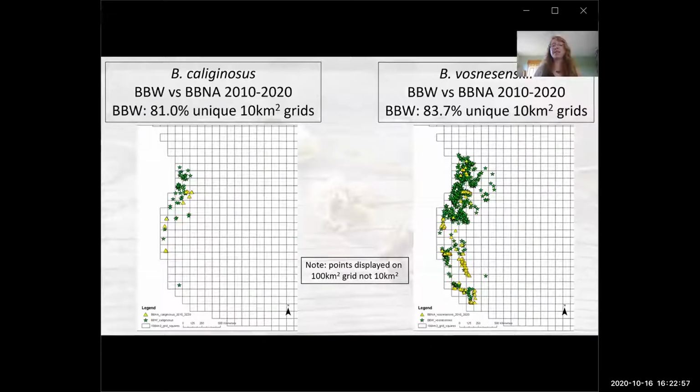Zooming in, looking at the last decade, Bumblebee Watch had about 80% plus unique grids due to citizen scientists being out there looking, as compared to the researchers, for Bombus caliginosus and Bombus fervidus. So again, there are green stars where there are no yellow triangles.